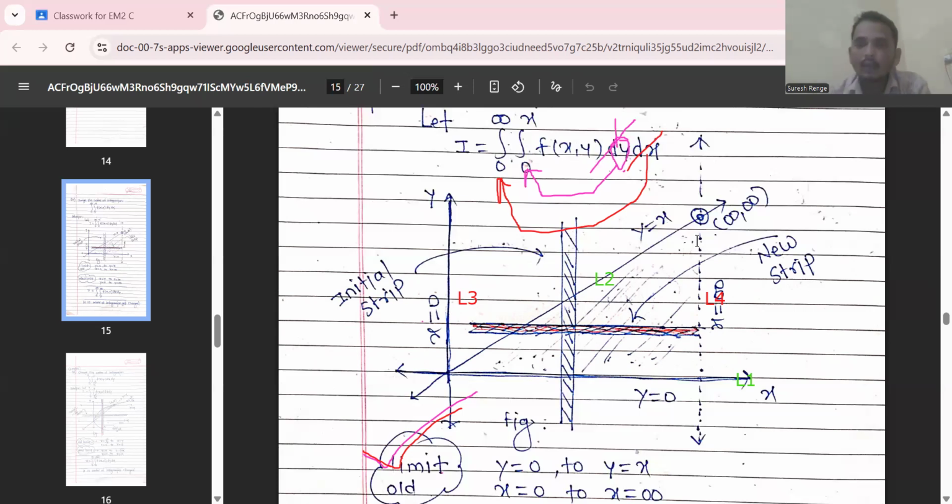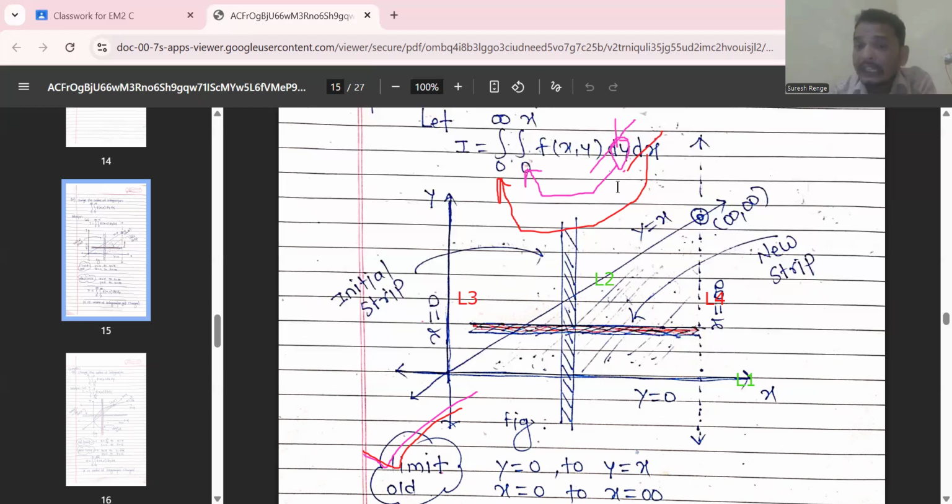Okay, L1, L2, L3, L4, that is four different lines. What is the bounded region? What is the region of that integration? That is the region which is available, shaded here. That is the region for integration.